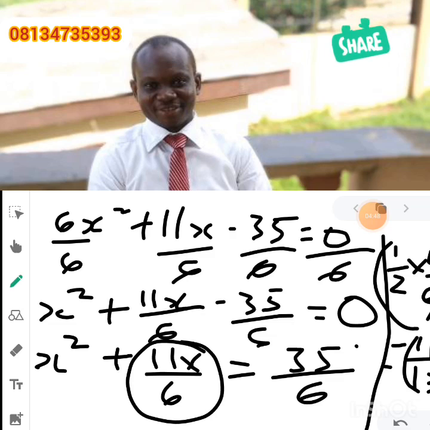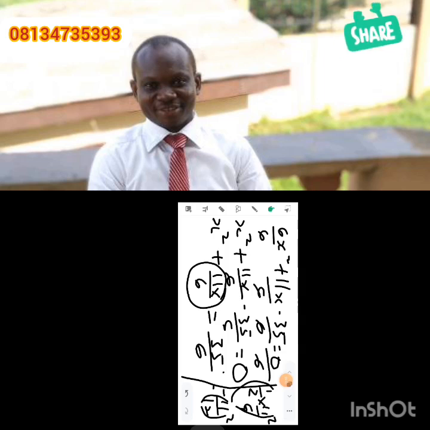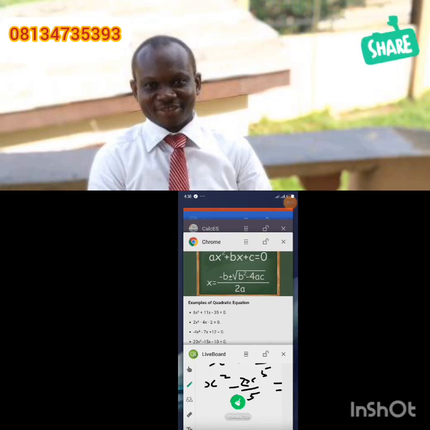So this is what we are going to add to the left side and the right side. This particular fraction we have here is what we add to this side and then this side now. Okay, x squared plus 11x equals 35.